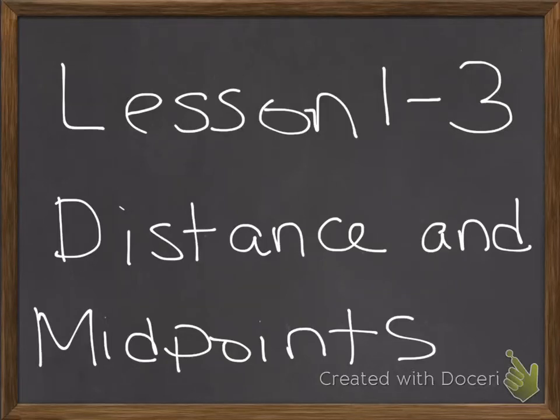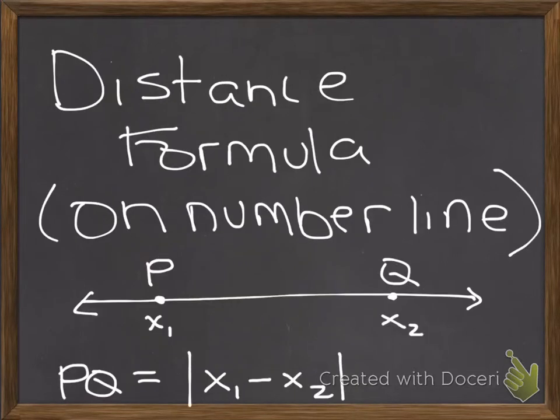Today we're looking at lesson 1-3, which is on distance, finding distance, and finding midpoints. And there's two ways to find the distance or the midpoint, and that would be on a number line or a line segment, and then on a graph or a coordinate plane. So we'll look at both ways and the formulas that go with each one.